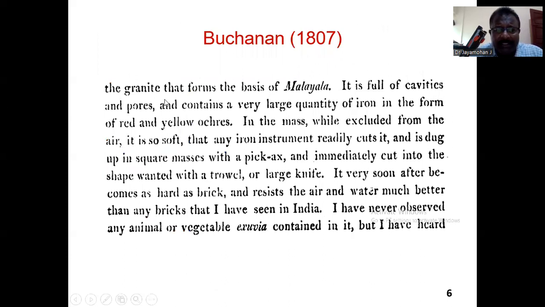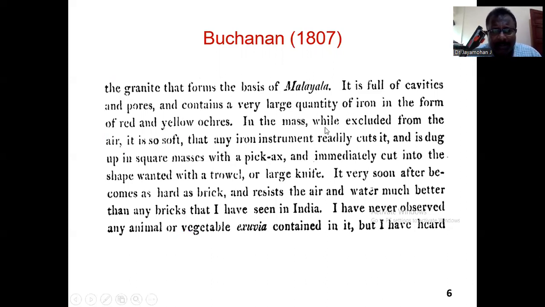He refers that this soil is formed in the region of Malayala. I think probably he is referring to the state of Kerala, because in 1807, the state of Kerala was not yet formed. And he describes it as full of cavities, pores, and containing a very large quantity of iron in the form of red and yellow ochres. Ochres means it's a sort of pigmentation.